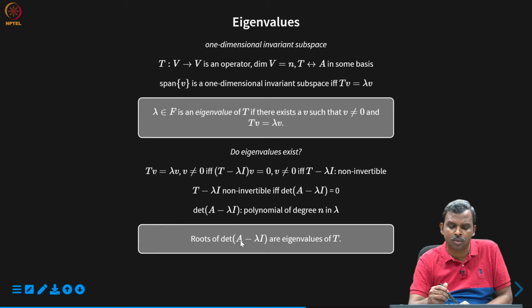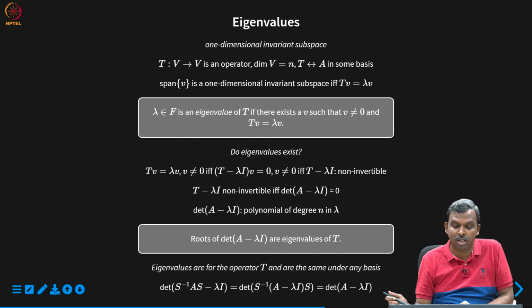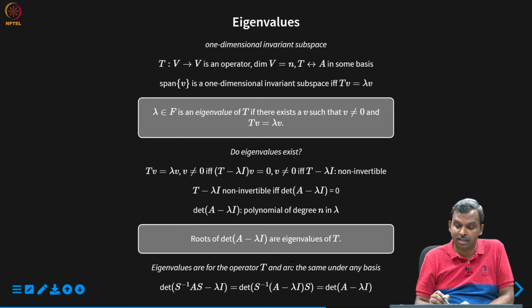Okay. So why do I keep saying linear map T while I have a matrix A? What if I change basis? What if this matrix changes? Will this polynomial change? It turns out the polynomial will not change. That also is something we can quickly see. The eigenvalues do not depend on the basis. Whatever basis you pick to find the matrix A, you will get the same eigenvalues.